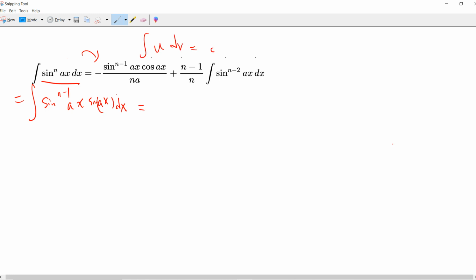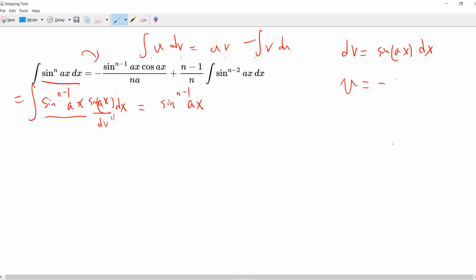So it's the integral of u dv equals uv minus the integral of v du. So this is sin^(n-1) ax, and now our dv is sin ax dx. So our v is just minus cosine ax over a, since the derivative of cosine with respect to x is minus a sin ax. So this is v, right? So I can put a here.